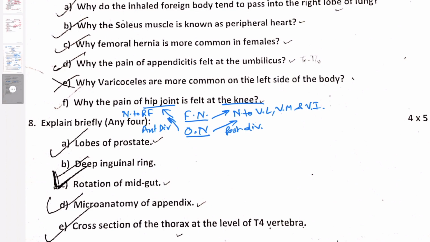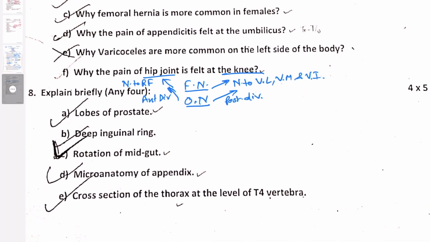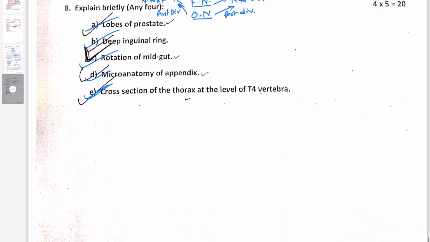Explain briefly any four lobes of the prostate. Super important. This is developmentally also important. Then deep inguinal ring is also important. Rotation of the midgut is one of the important questions of the embryology portion. Microanatomy of the appendix. Don't forget to mention those lymph nodules here. Appendix is also called the abdominal tonsil, so don't forget to mention those lymphoid aggregates there. Cross section of thorax at the level of T4 vertebra is super important. This is the lower limit of the superior mediastinum. So it is done.